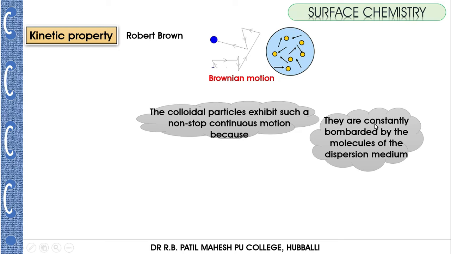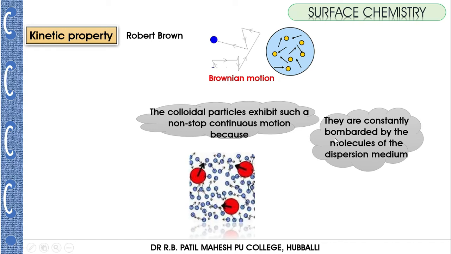So what is the reason? Very important, they ask. This is because the colloidal particles are constantly bombarded by the molecules of the dispersion medium. That is the reason why they are in random motion. Here you can see that the larger particles indicate colloidal particles, whereas the smaller ones indicate solvent molecules. These solvent molecules are constantly hitting the colloidal particles in all possible directions. Hence, colloidal particles move in a zigzag motion, and that is called Brownian movement.